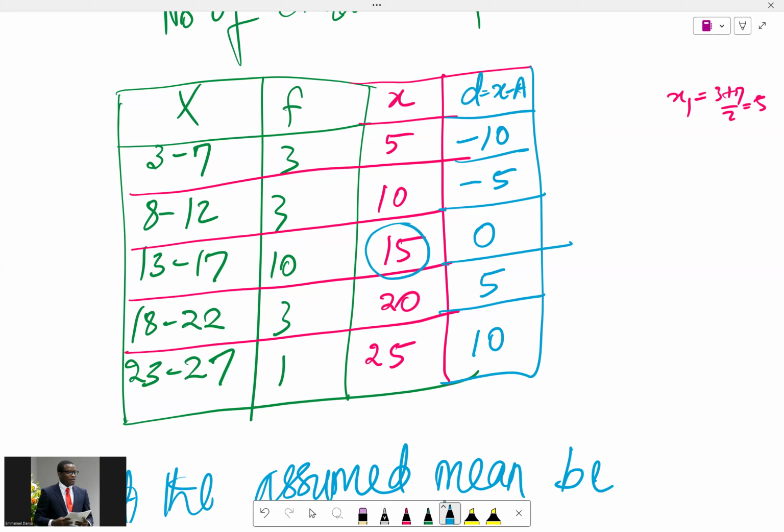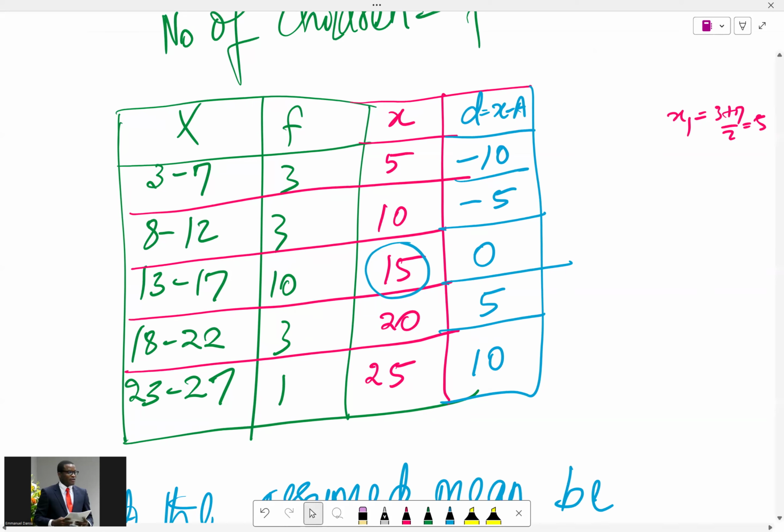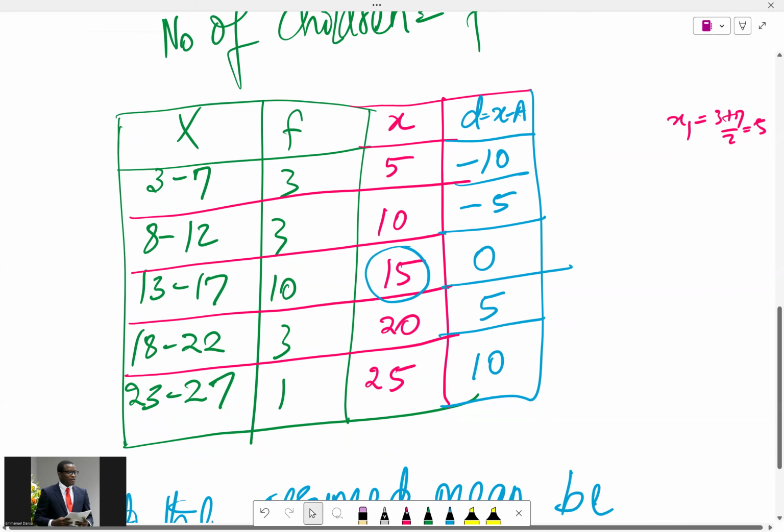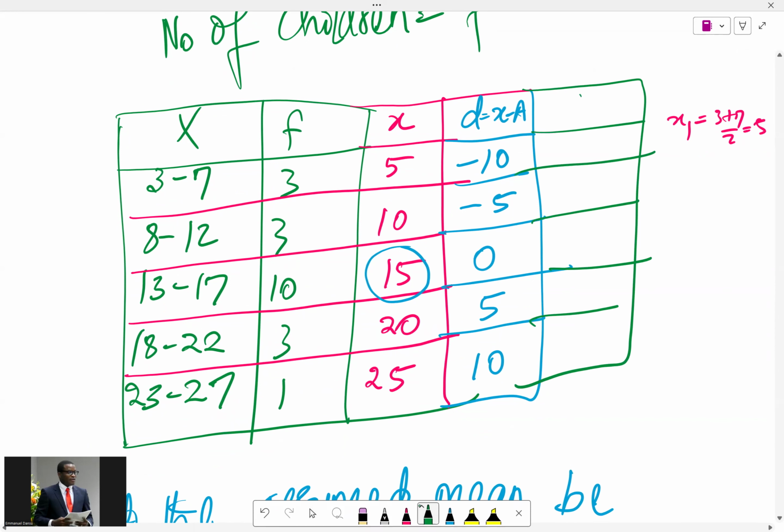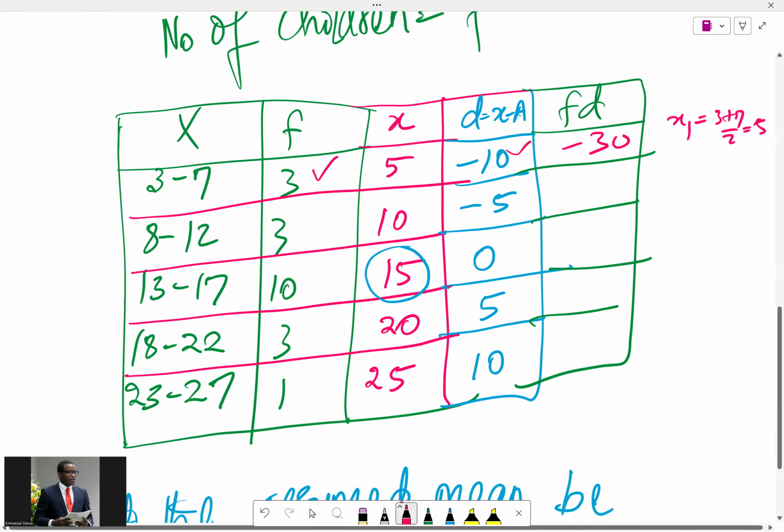And once you have that, the next thing you need is to compute the frequency multiplied by the deviation. So next we need FD, the product of the frequency and the deviation. Let me do this. 3 times minus 10, that's minus 30. 3 times minus 5, that's minus 15. 10 times 0 is 0. 3 times 5 is 15. 1 times 10 is 10.